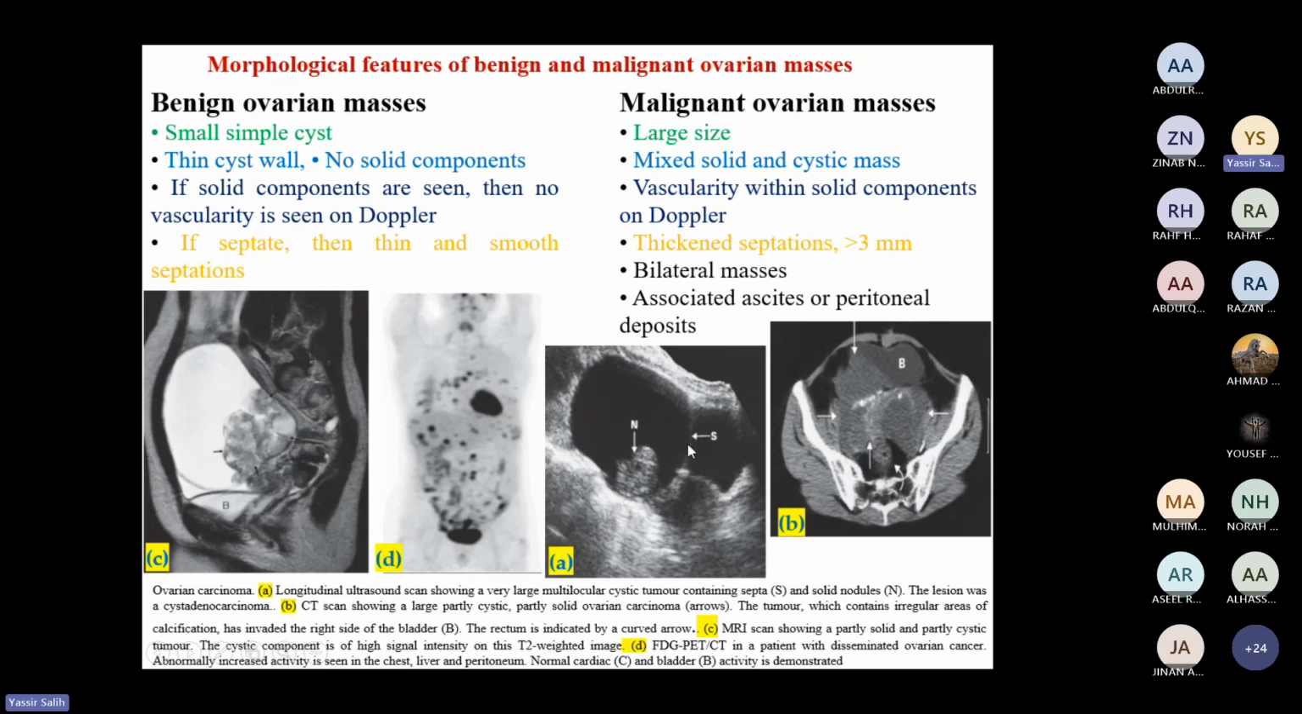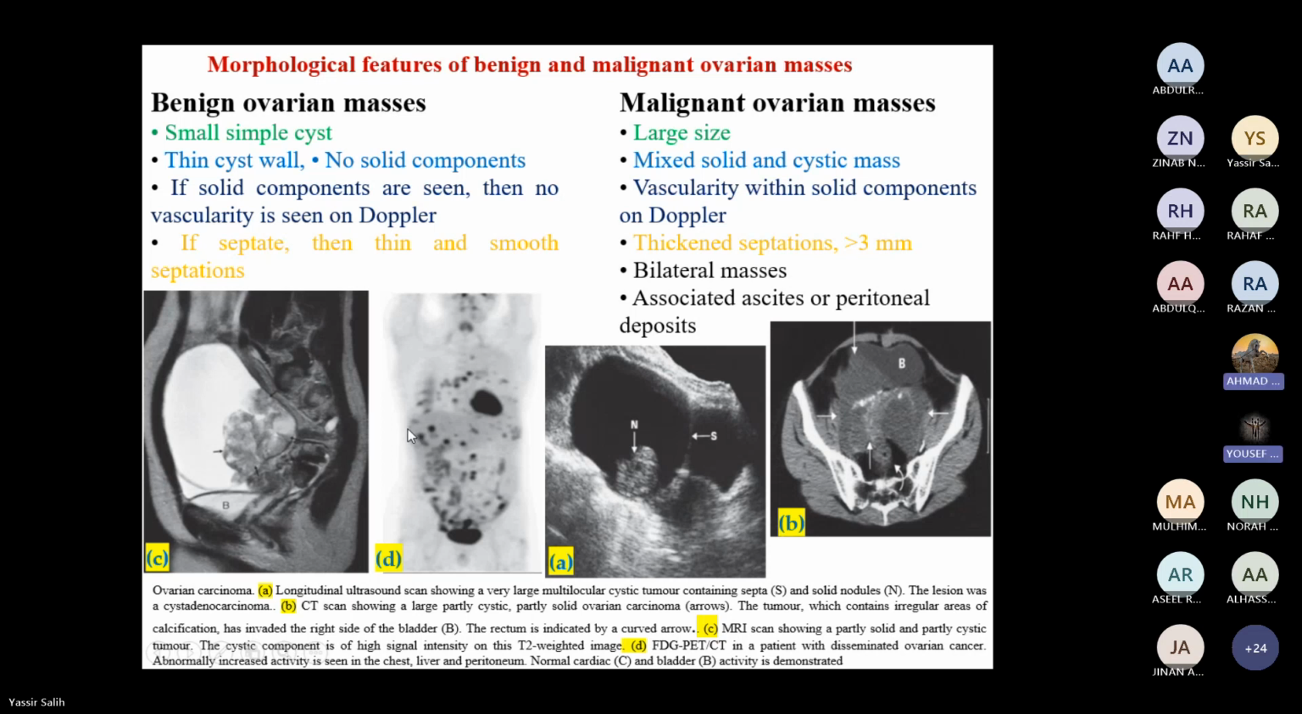This is a septum, meaning a partition between the cysts, even thick, with a solid bar. If we have thick septation with cystic and solid components, is this most likely a feature of benign or malignant? Malignant.